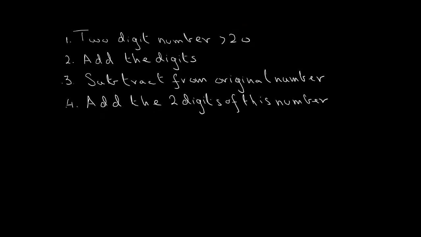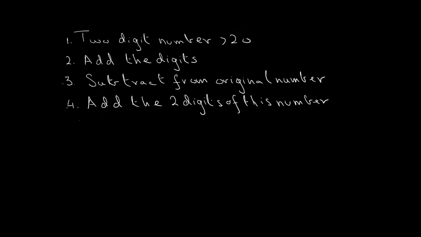Let's pick a random number, like 73. First I'm going to add the two digits. So 7 plus 3 is equal to 10. Then I have to subtract 10 from the original number. So 73 minus 10 is equal to 63. And now I have to add the two digits. So 6 plus 3, and that's equal to 9.